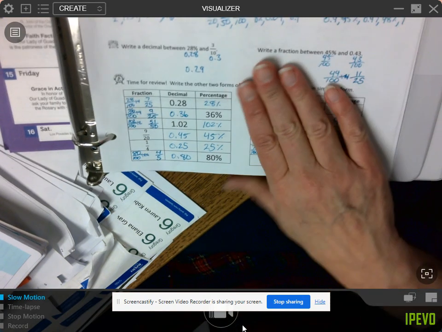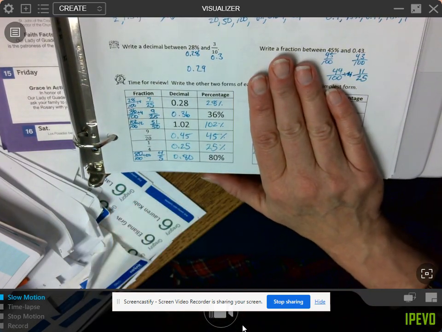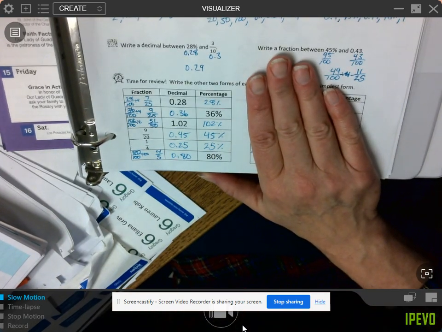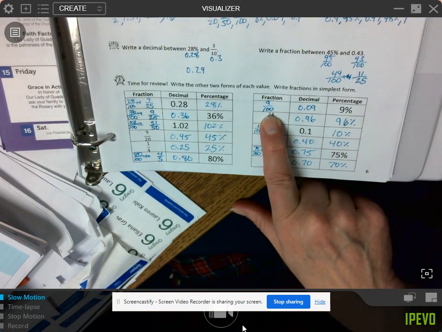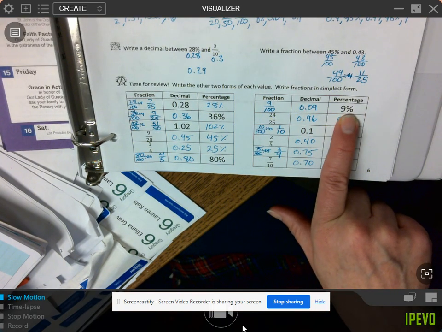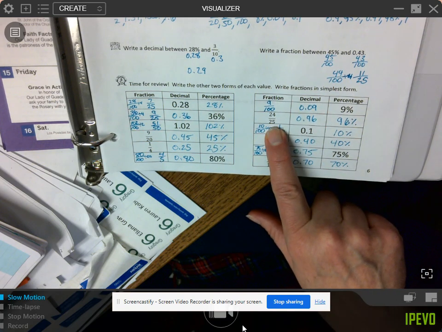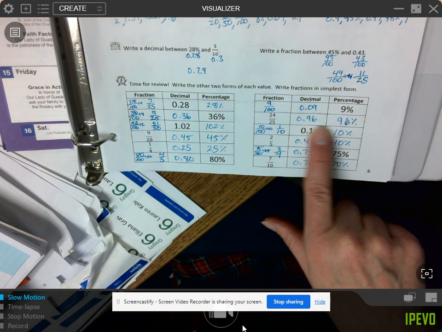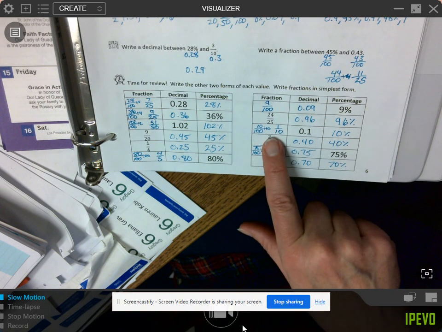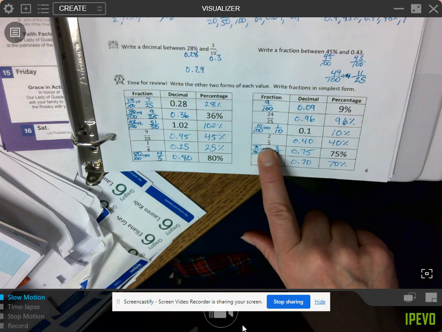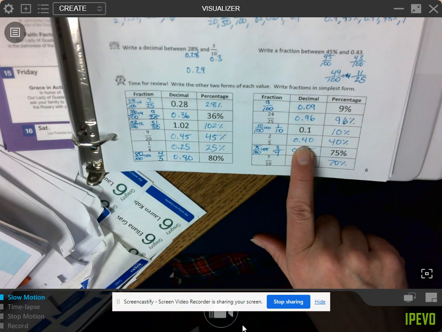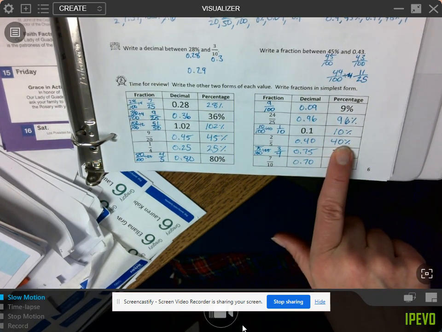Any questions on this table? Anybody not sure how I got a fraction that I got or how I converted? All right, second side. 900ths, 0.09 is 9%. 24/25 is 0.96, which is 96%. 1/10, 0.1, 10%. 2/5 is 0.4 or 0.40, which is 40%.